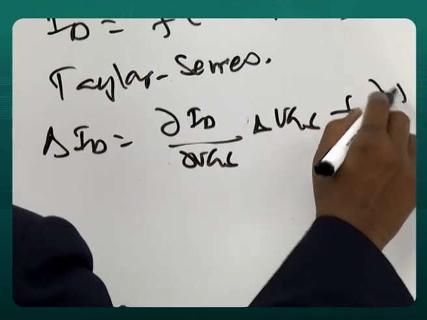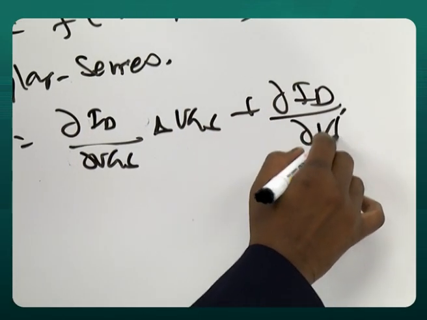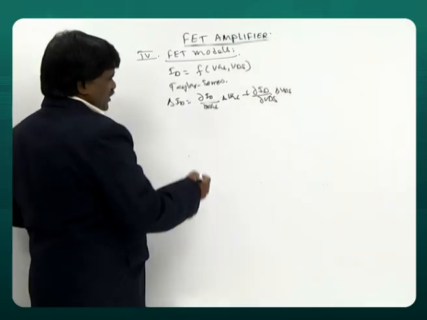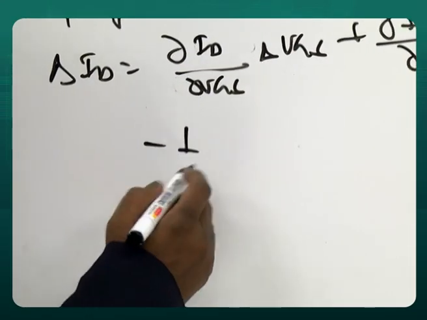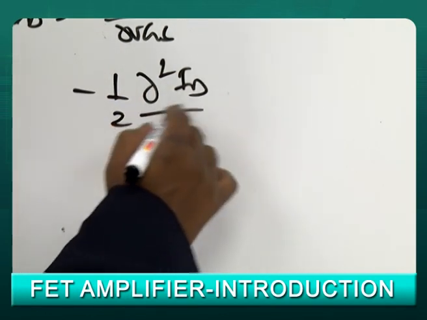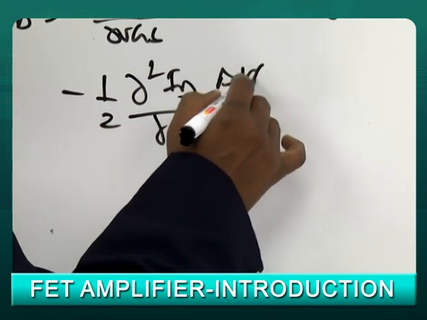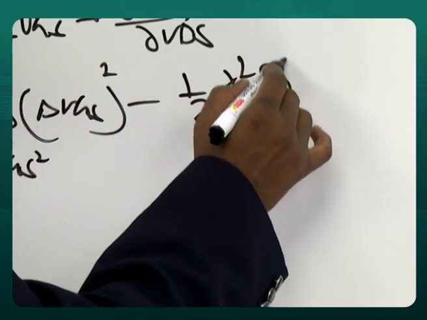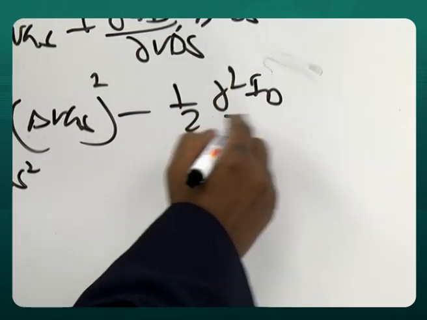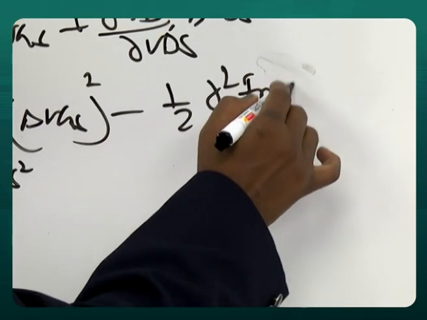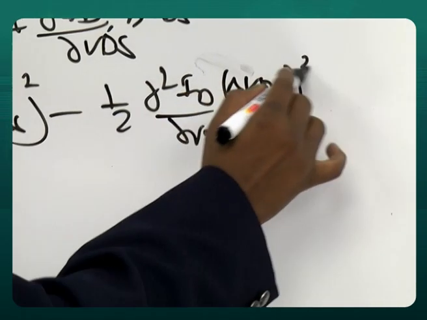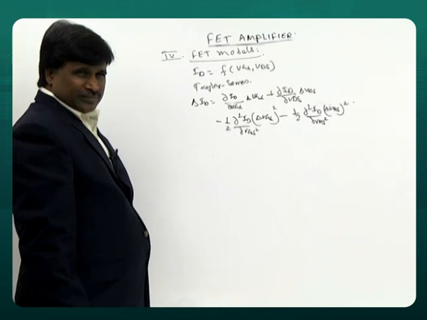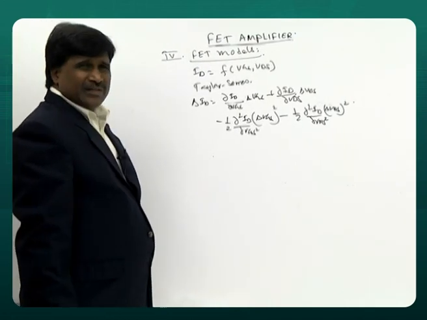dou ID by dou VGS into VGS, plus dou ID by dou VDS into VDS. In fact, you will also have something called half of dou square ID by dou VGS square into VGS square, plus dou square ID by dou VDS square into VDS square, like that. What am I saying here?